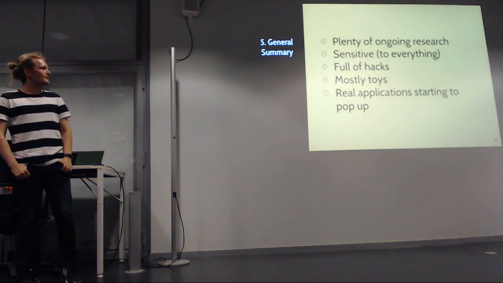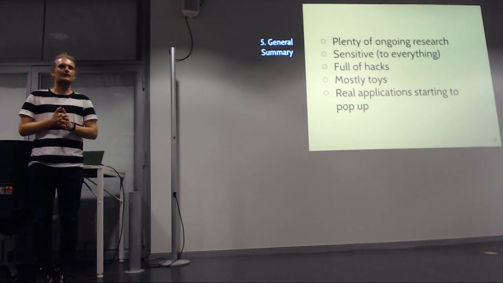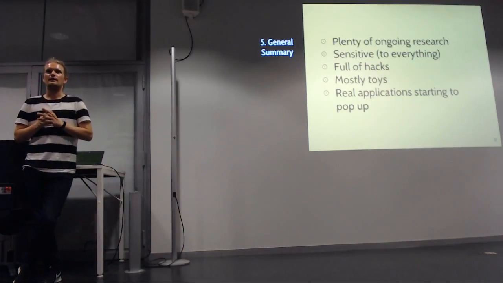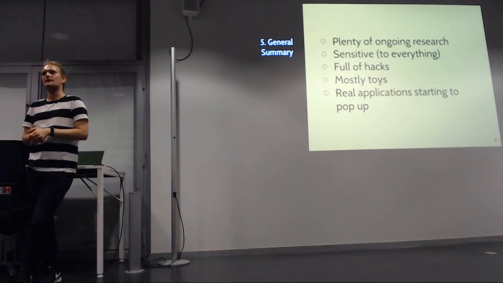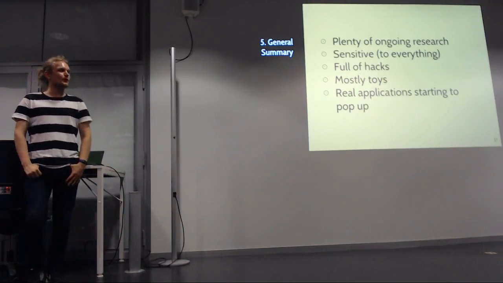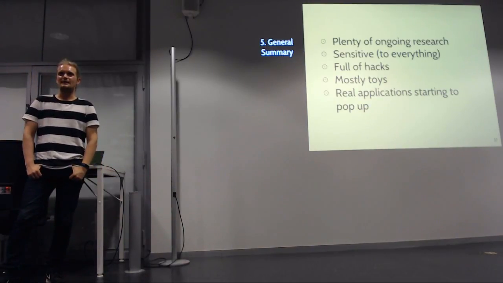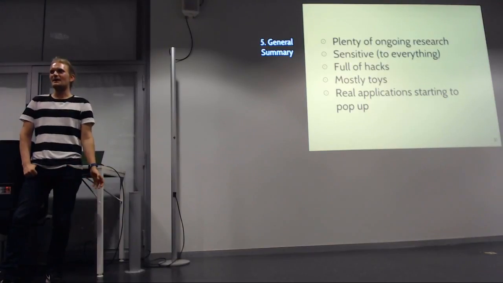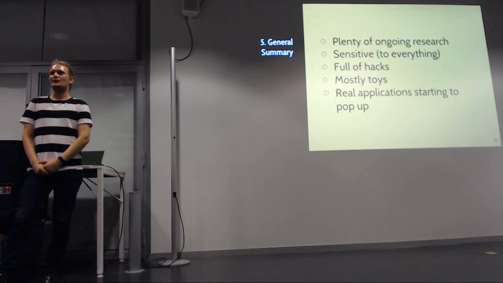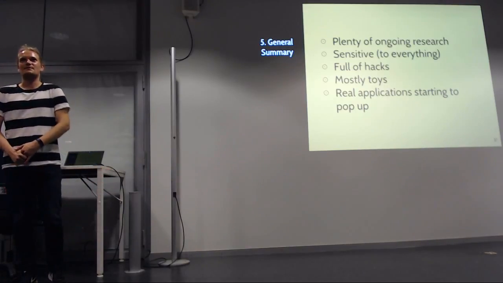So to summarize the current state of the GAN research, there is plenty of ongoing research. I think the original GAN paper that was published in 2014 now has over 4,000 citations. So it has grown a lot, this field. These models are sensitive to everything. Anytime you tweak some hyperparameter or your model architecture, you end up not converging anymore. That's pretty much my experience.